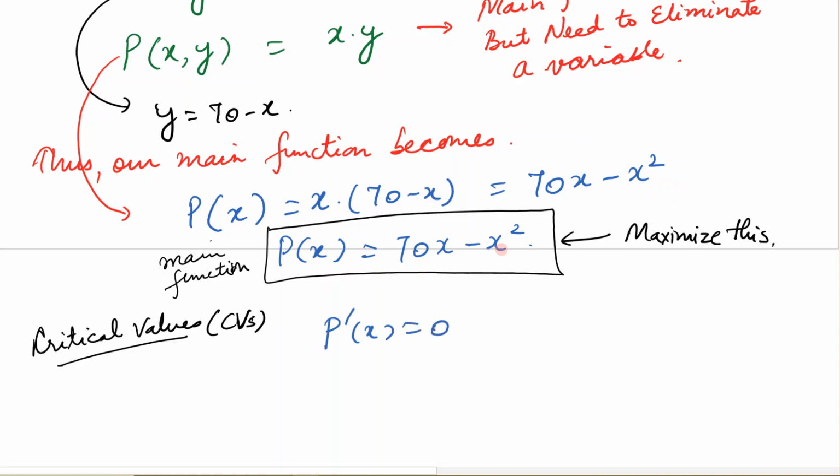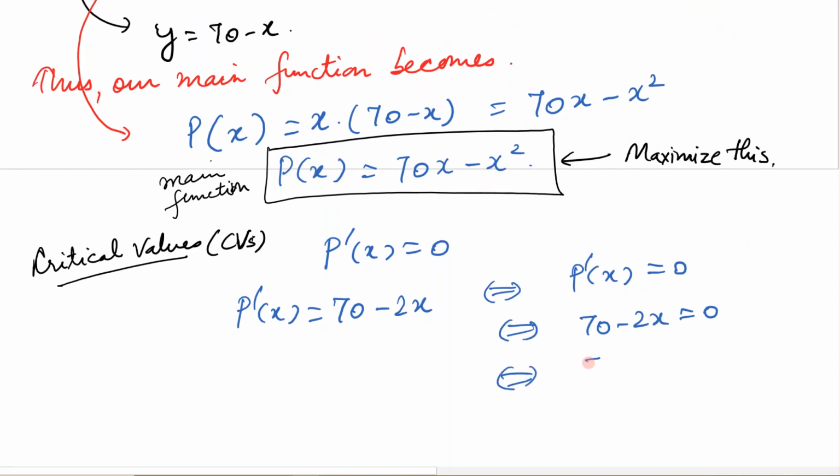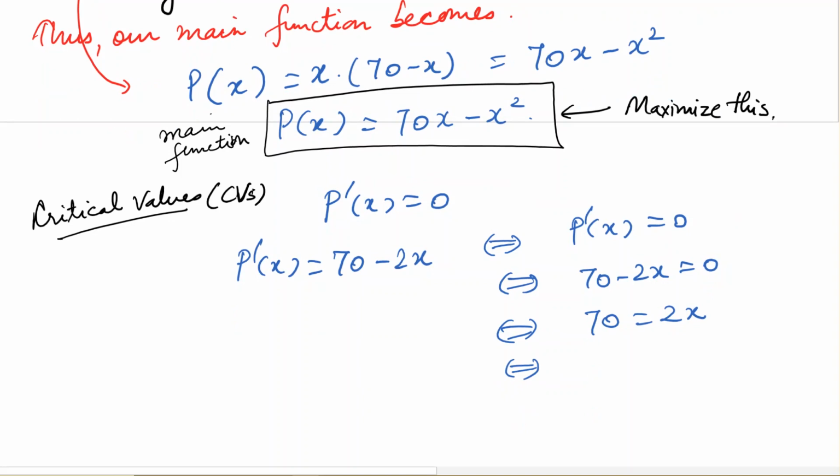The first derivative of P(x) would be: the derivative of 70x is 70 and the derivative of negative x squared is negative 2x. So if I set that equal to 0, 70 minus 2x equals 0, and from here we get 70 equals 2x. Since our goal is to find the critical value, x is 70 over 2, which is 35. So this is our critical value.